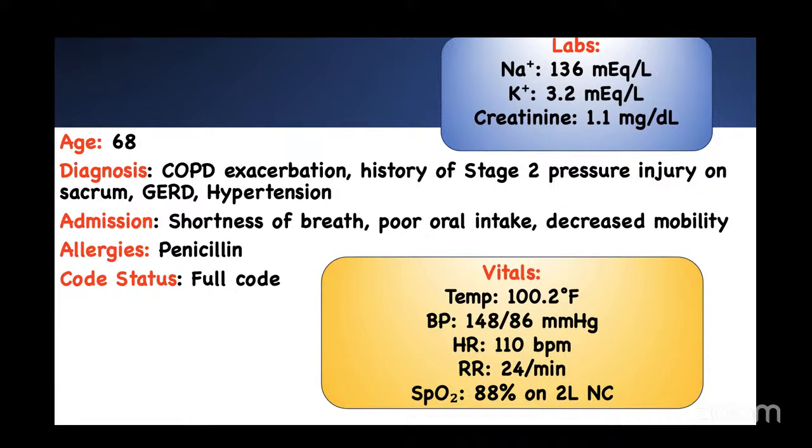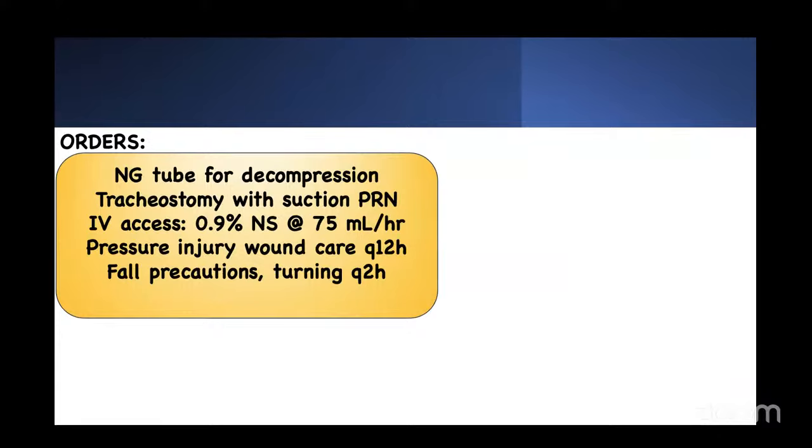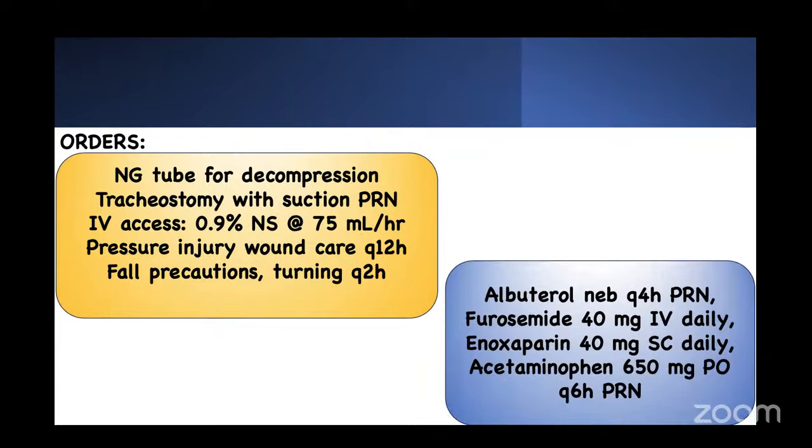Yes, allergic to penicillin. And then the code status is full code with the following vitals. If you put all these things together, what do you think we should do for this patient in terms of these orders? These are the orders that were given. Insert NG tube for decompression. Tracheostomy with suctioning PRN. And then IV access, right? Pressure injury wound care, and then fall precautions. And turn the patient every 2 hours, right? And then give the patient albuterol, some furosemide, enoxaparin, and acetaminophen.